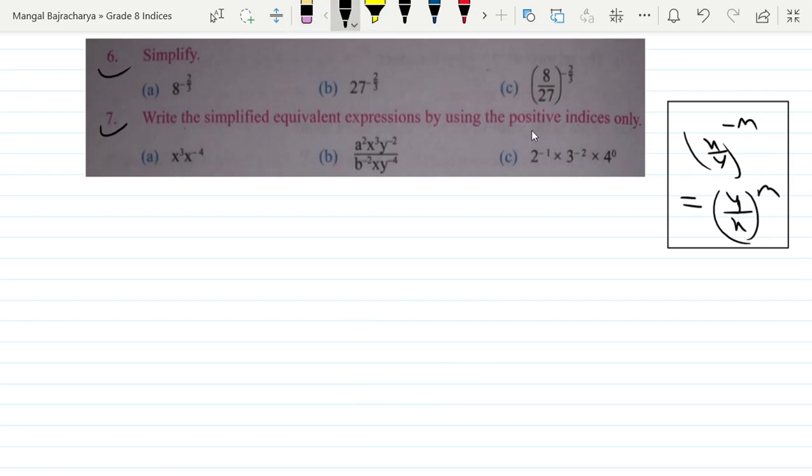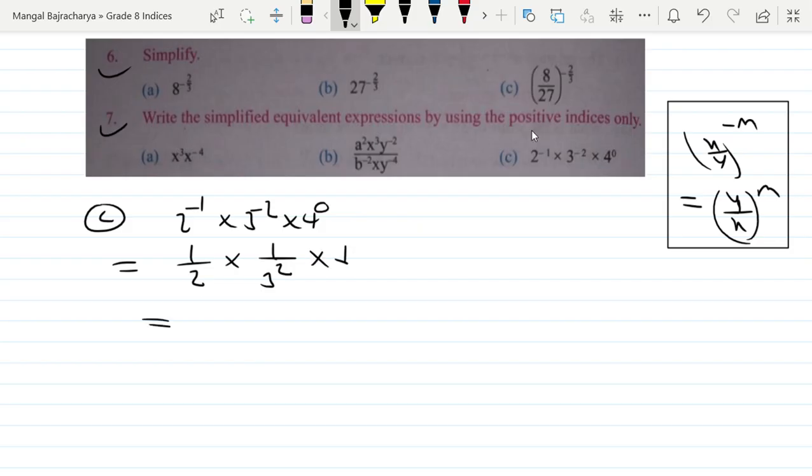Okay, so number C. So they said what? 2 power minus 1 into 3 power minus 2 into 4 power 0, is it? So 2 power minus 1, as the power is negative, we turn it into 1 by 2. 3 power minus 2 we turn into 1 by 3 square, and 4 power 0 is 1. So 1 by 2 stays the same, and 1 by 3 square, 3 square is 9, and down there are 2 and 9 which are getting multiplied, so 9 2s are 18. That's it for this number C.